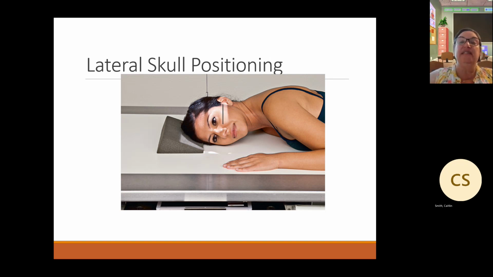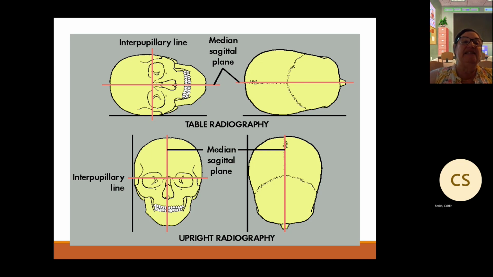And then you just align the central ray perpendicular to the IR so that it enters 2 inches superior to the EAM, or halfway between the glabella and the inion, so you can see it. So here's the EAM, it's going to go in, and then it's halfway between that glabella and the back of the skull. Here you see it, interpupillary line.